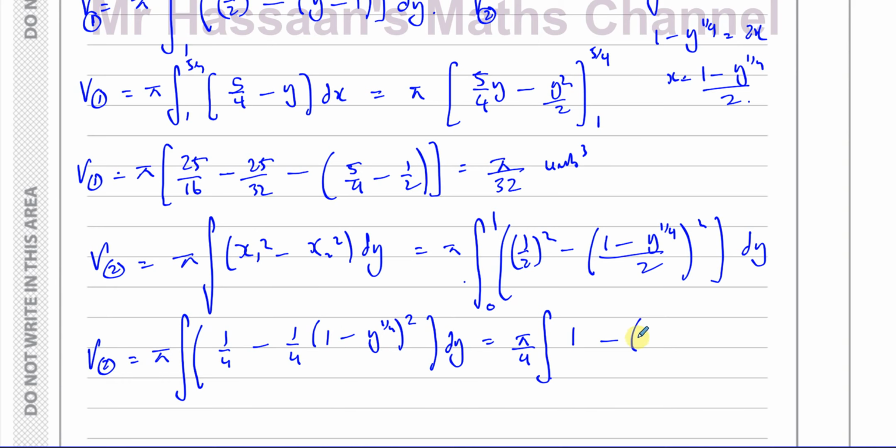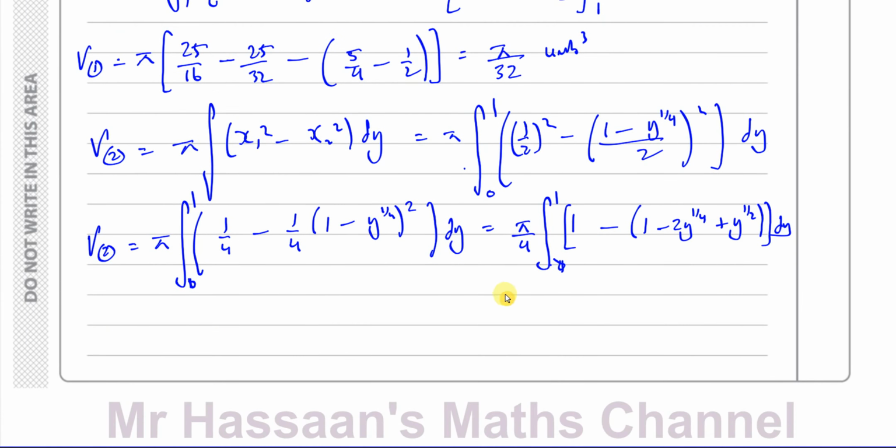If I square this bracket, I'll have 1, and then these two multiplied and doubled, so minus 2 times y to the power of a quarter, and then minus y to the power of a quarter squared. When you raise something to a power, you multiply those powers, so it's 2 times a quarter, which is a half, and it's positive because you're squaring, so positive y to the power of a half. That's what I have to integrate with respect to y between 0 and 1. Okay, so we're almost there.